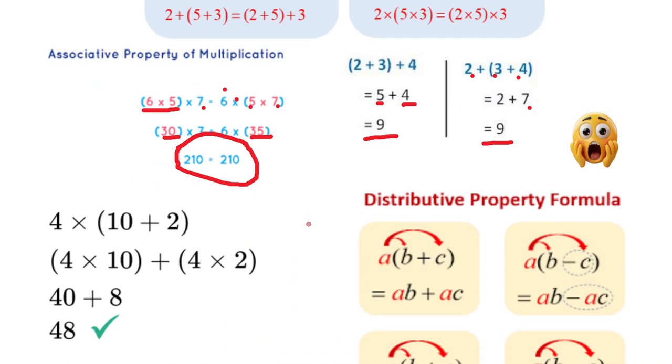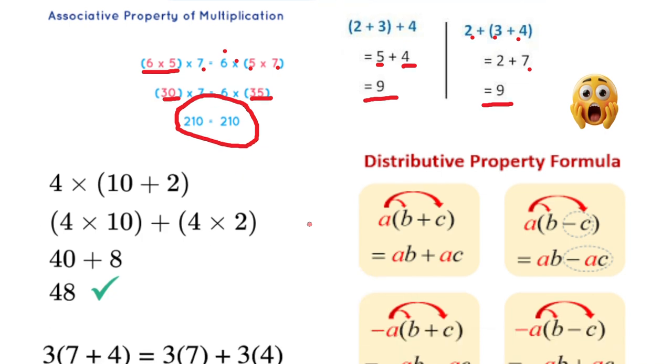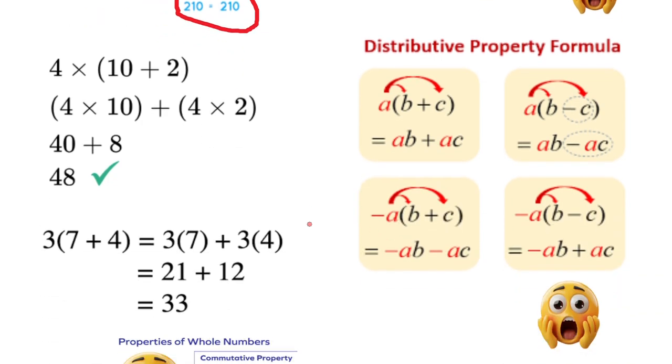Now, our last property of the properties of whole numbers is called distributive property. Distributive property comes from the word distribute. When you're distributing, it's like you are giving it away. How? When we have A open brackets B plus C close brackets, we're going to take this A and distribute it to the B and distribute it to the C. So we're giving the A to both the B and the C. That's why our final answer here is AB plus AC.